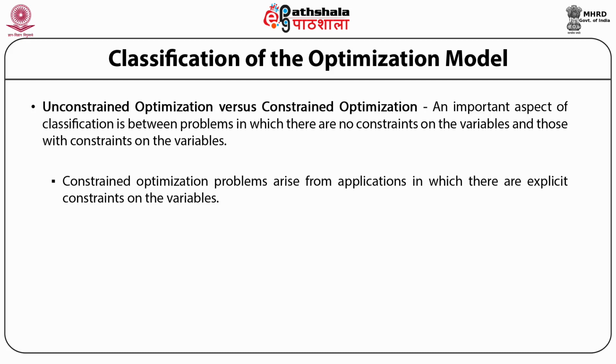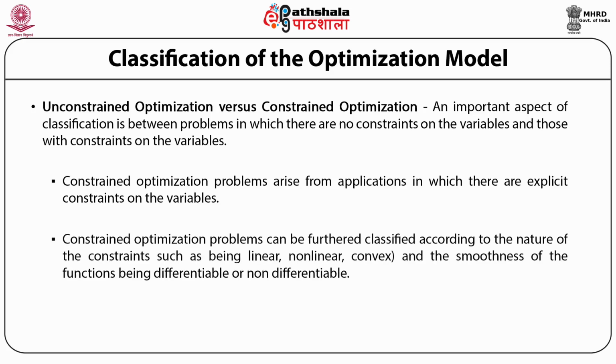The constraints on the variables range from simple limiting factors to systems of equalities and inequalities that model complex relationships among the variables. Constrained optimization problems can be further classified according to the nature of the constraints, such as linear, nonlinear, convex, and the smoothness of the functions, being differentiable or non-differentiable.